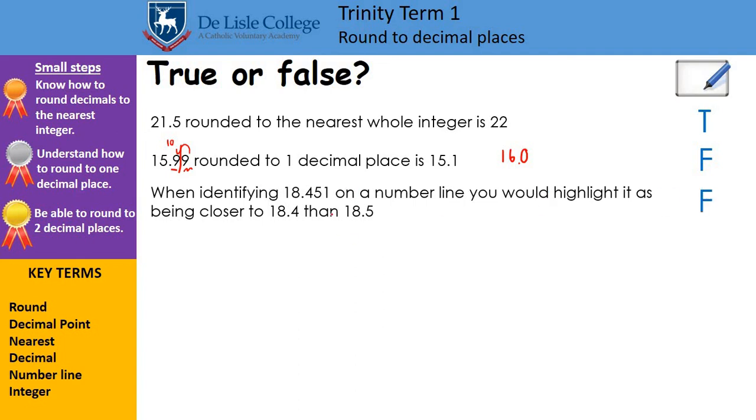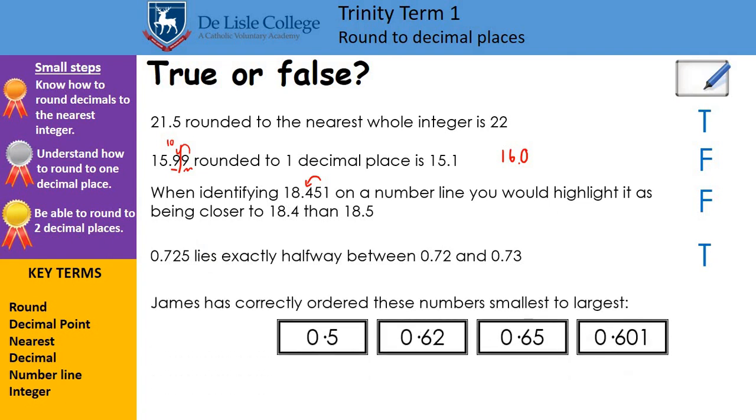Right, when identifying 18.451 on a number line, you would highlight it as being closer to 18.4 than 18.5. That's false, because if you did it to 1 decimal place, that 5 would round it up, so it'd be marginally closer to 18.5. 0.725 lies exactly halfway between 0.72 and 0.73. That's true.